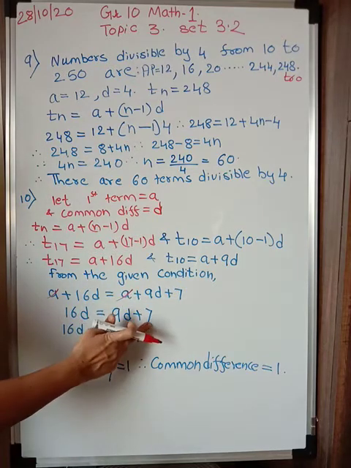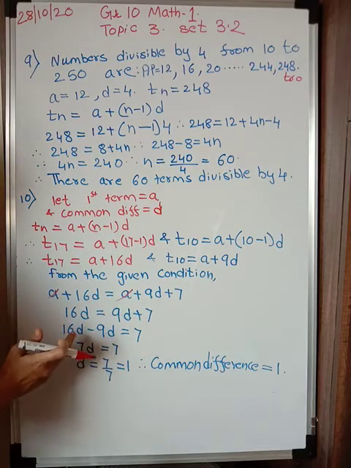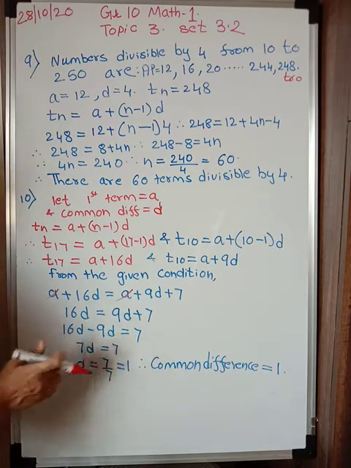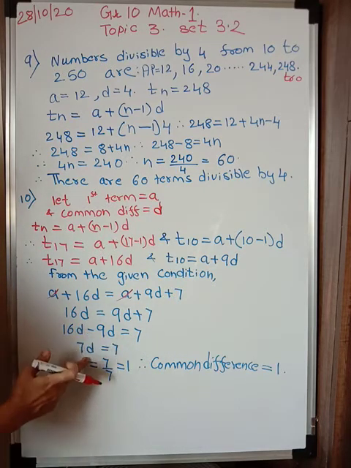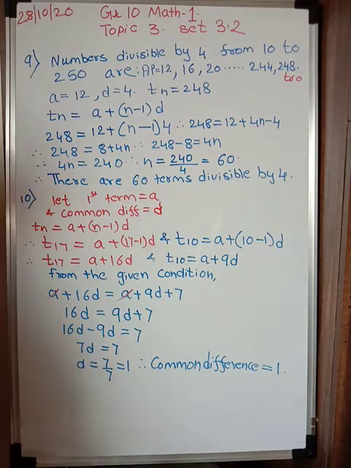16D is equal to 9D plus 7. So 16D, shift this 9D over here. Minus 9D is equal to 7. 16 minus 9 is 7D, which is equal to 7. And therefore D will be 7 upon 7, which is equal to 1. Okay. So we got common difference is equal to 1.